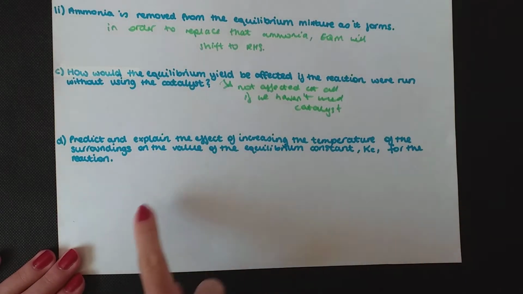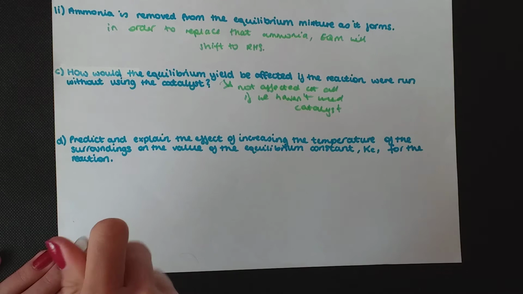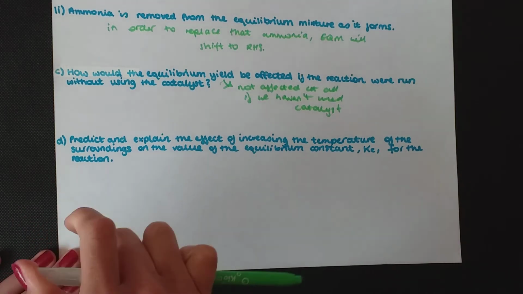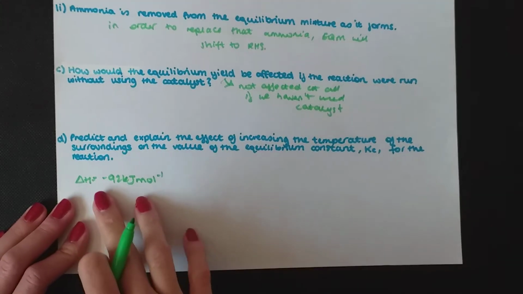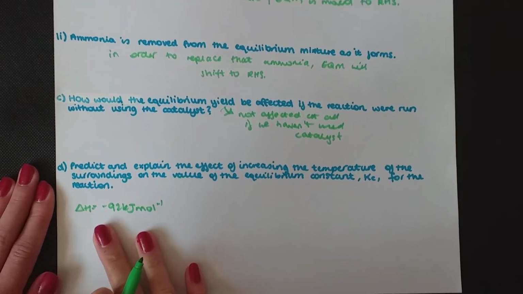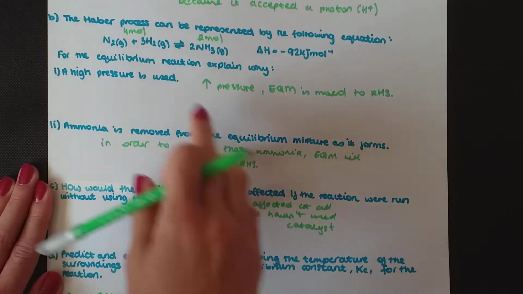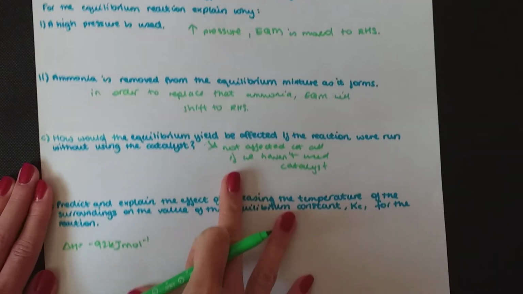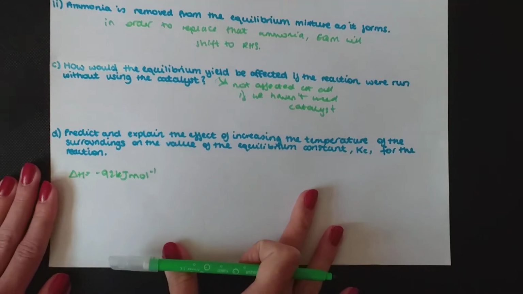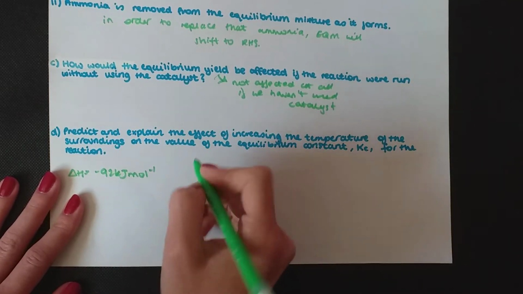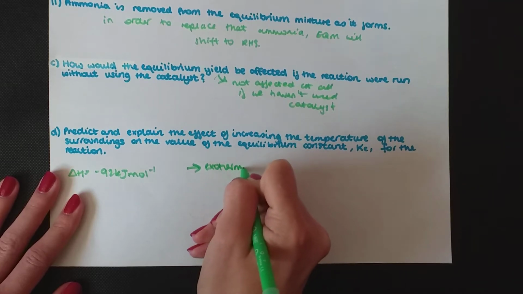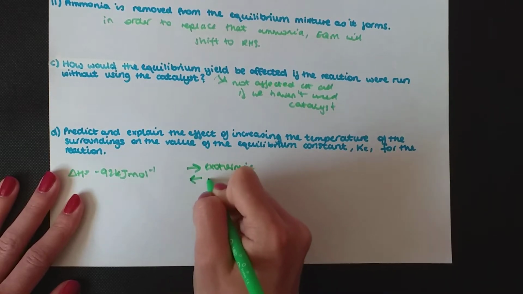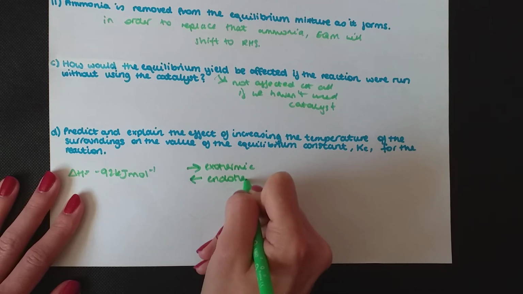Okay, so part D, predict and explain the effect of increasing the temperature of the surroundings on the value of the equilibrium constant Kc for the reaction. So I wrote here that the change in enthalpy is minus 92 kilojoules because that's what we get from the equation. So it's minus 92. So the forward reaction is exothermic. And the backward reaction will therefore be endothermic.